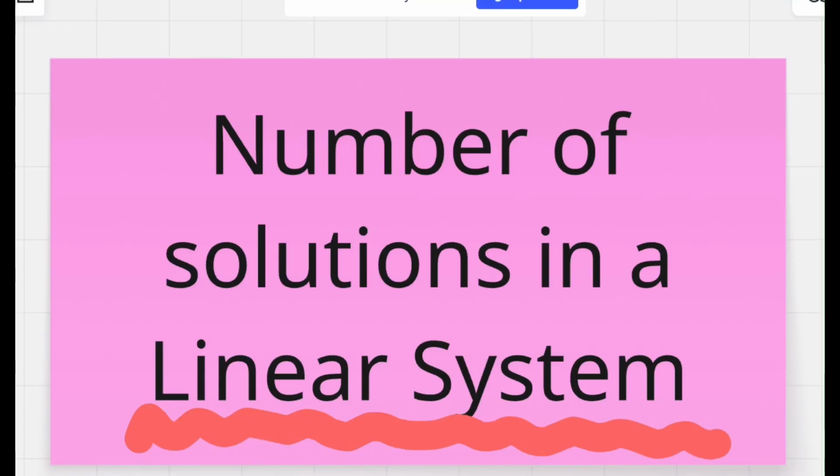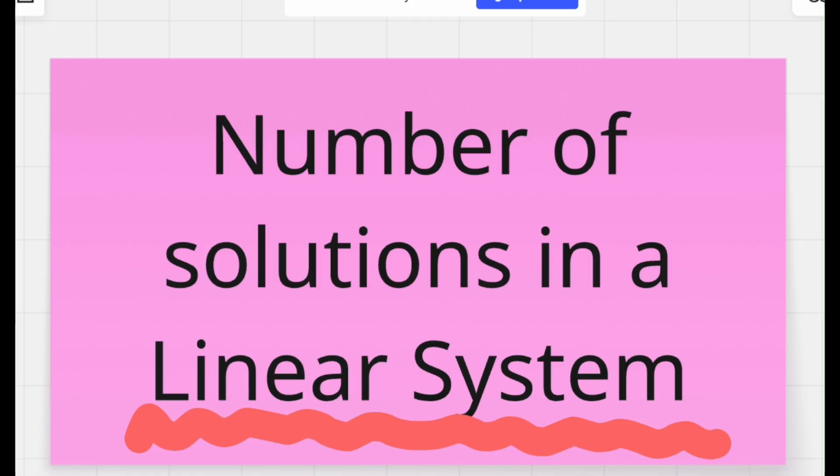Hey everyone, today we're learning something super important in grade 9 math, which is how many solutions a system of linear equations can have. That means how many times do two lines meet? One time, never, or all the time? Let's break it down in the easiest way possible.